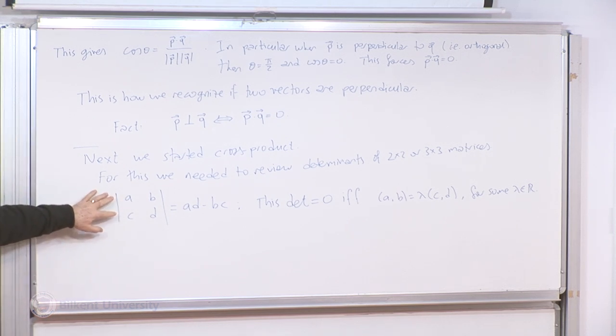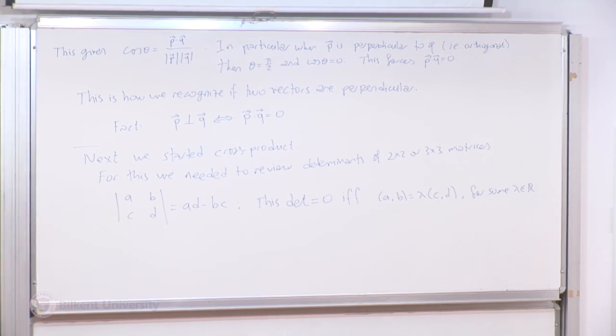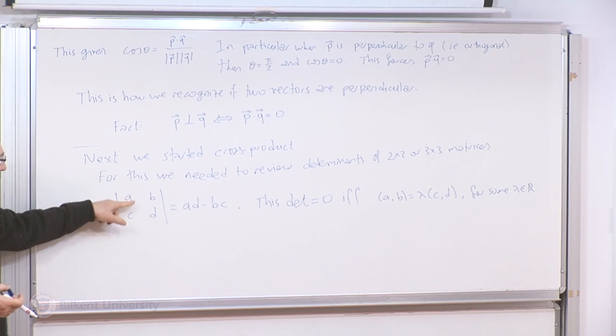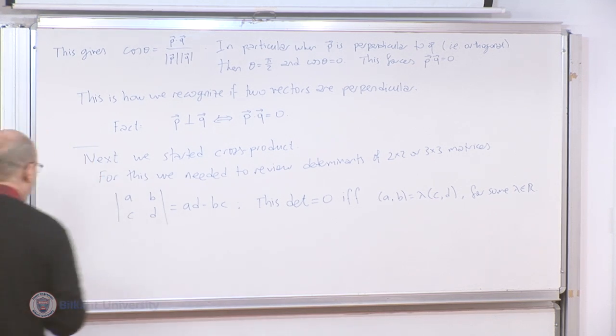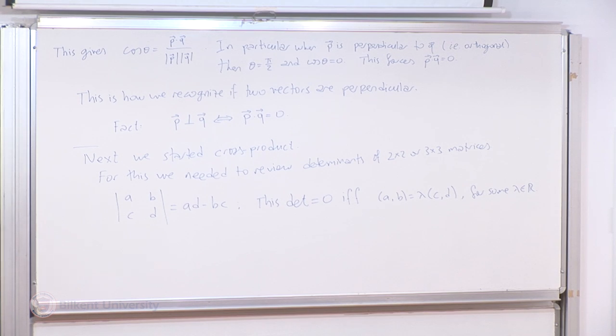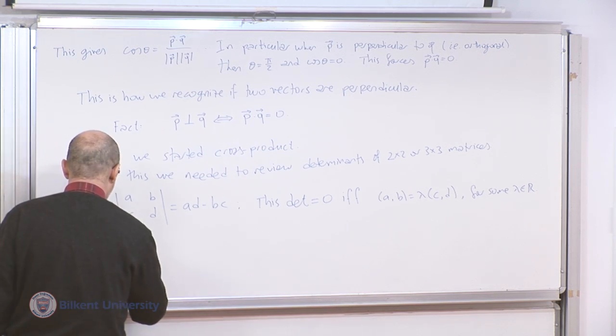The geometric meaning of this is that you are calculating the area of the parallelogram formed by this vector and this vector. Of course, if these vectors are the same, they don't form a parallelogram, so you get 0. Now we have something similar with the 3 by 3 matrices. So let me make a remark here.